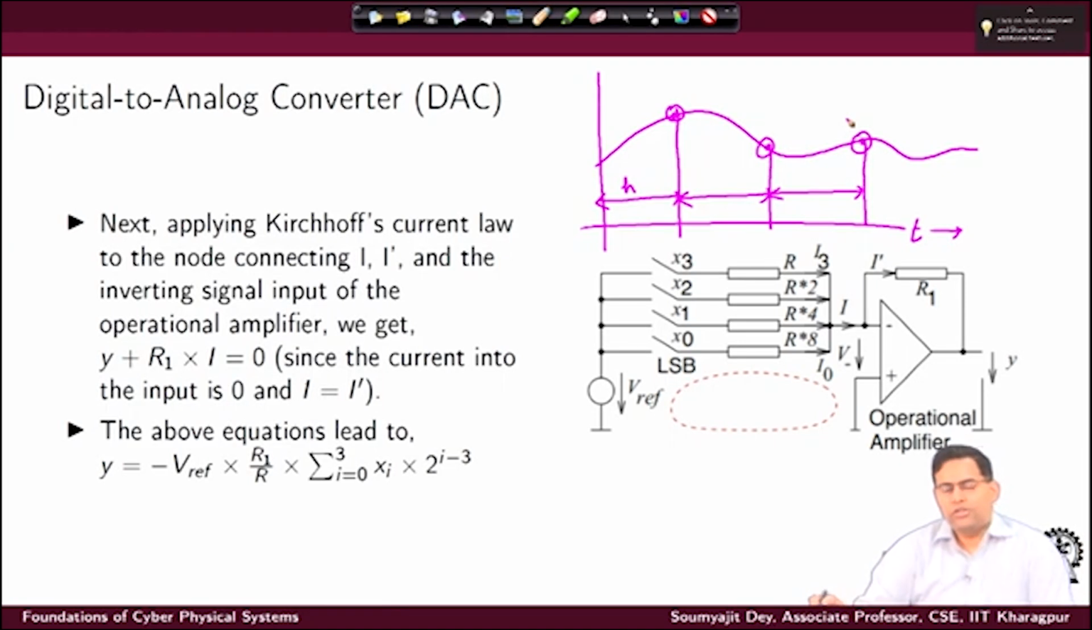And of course the value computed by the digital computer in the digital domain will again be converted by a DAC chip once every period of H, and it will be applied to the actuator. That's how we have a sampled data system acting as an interface between the plant, which is analog, and the controller, which is in the digital domain.